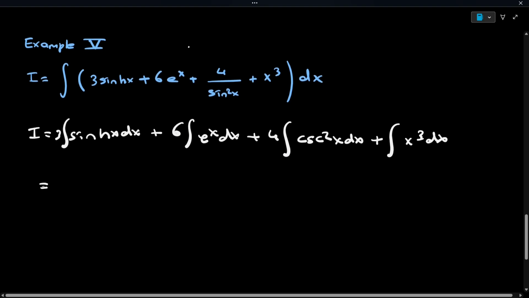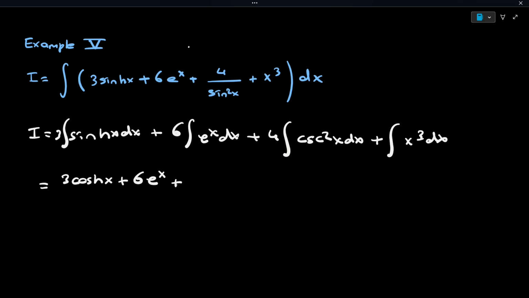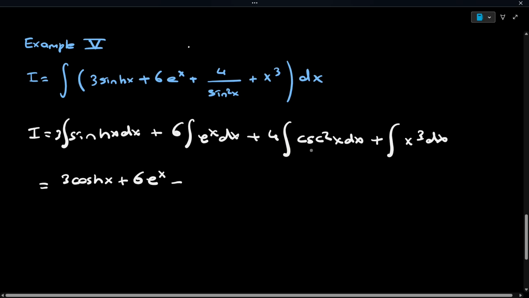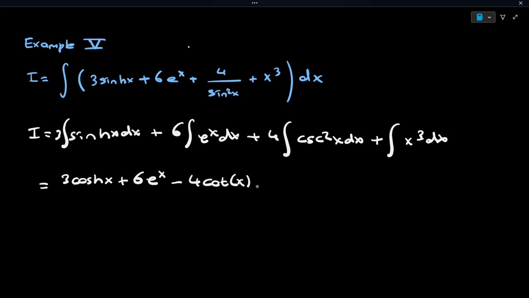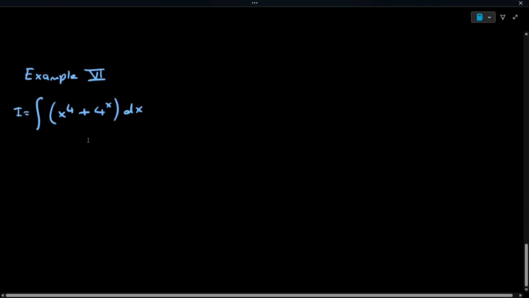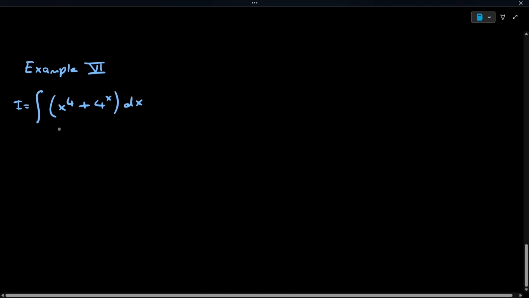Now it's pretty easy. 3 cosh x plus 6 e to the x minus, because now I get negative cot x, 4 cot of x plus x to the 4th power over 4. I add a plus c. This is my answer. Our last example, it's a really simple one.